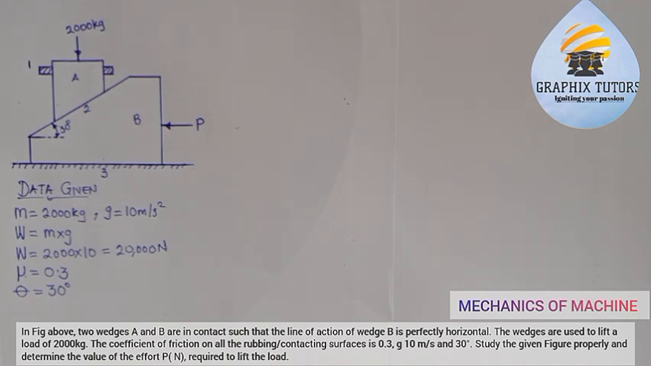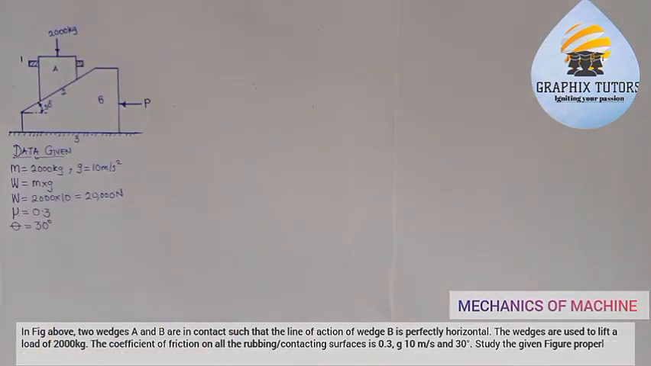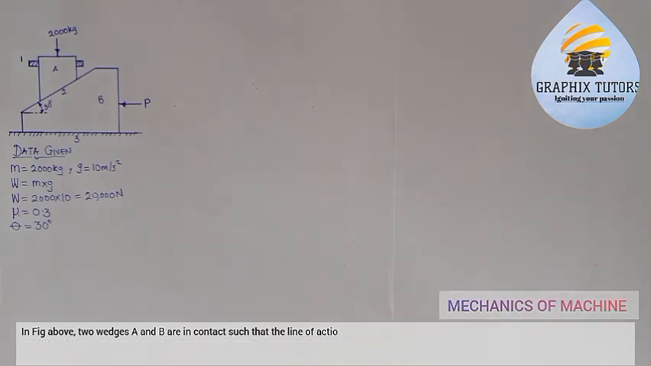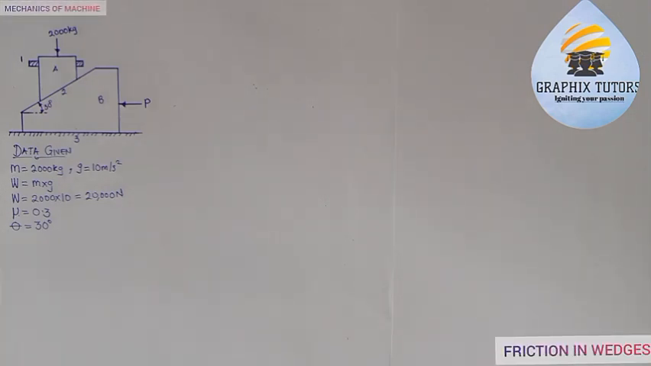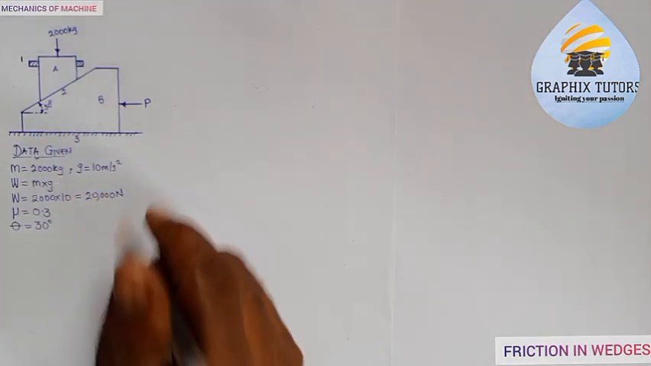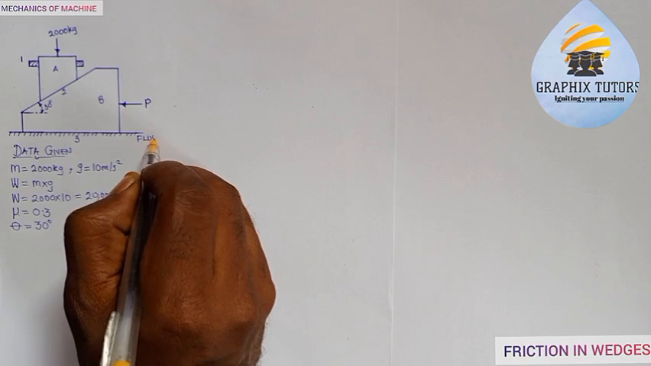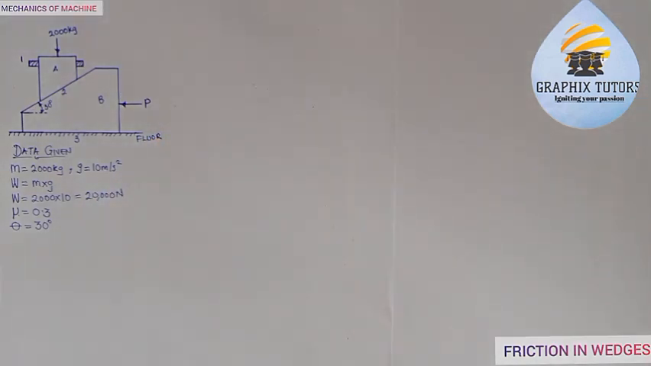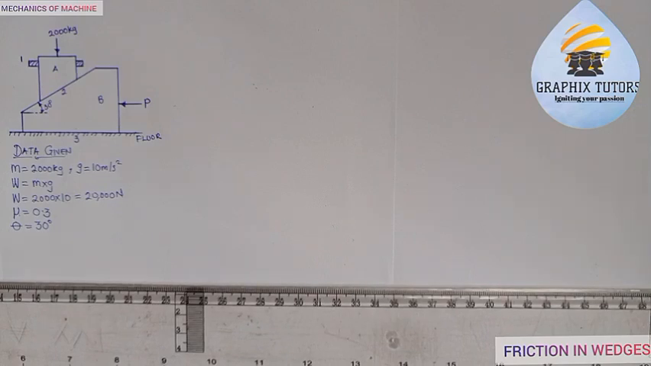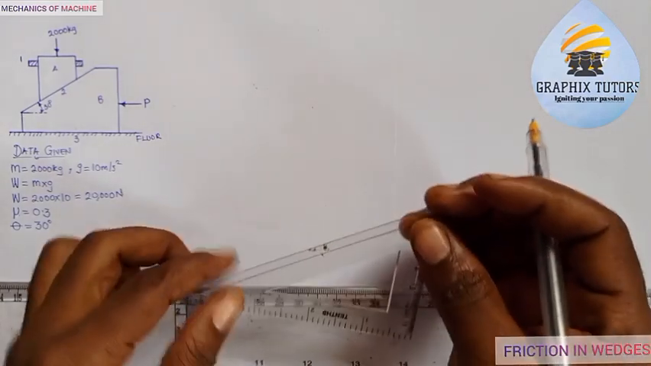Is that okay? Now what I'm going to do after this is draw out what is called the free body diagram. Now you see this wedge A and B. Let me show you a good illustration of what this simply means. Let's take this horizontal ground here. Let me call it the floor. Let me call this my T square to be the floor. And let me call this my set square to be the wedge B.